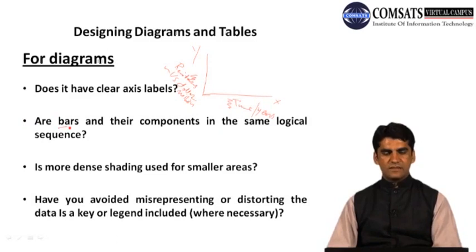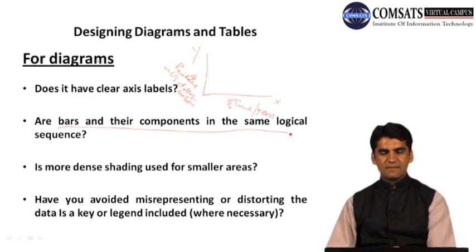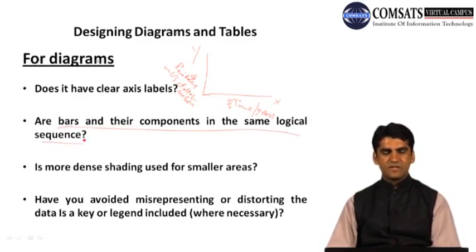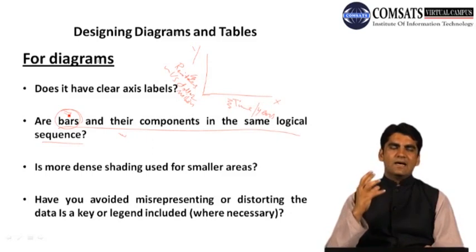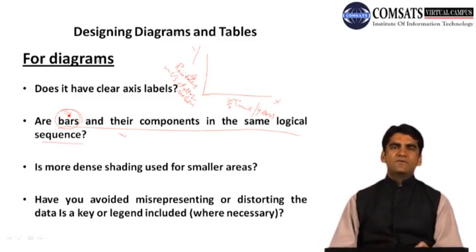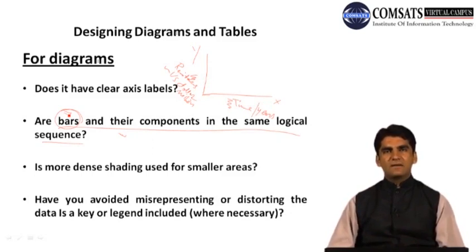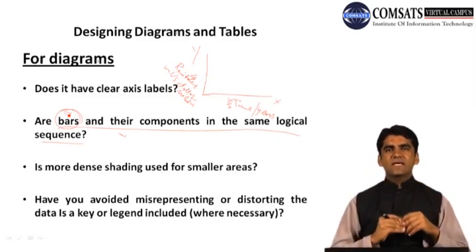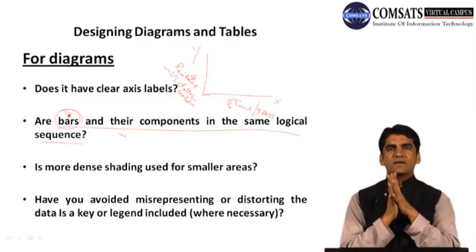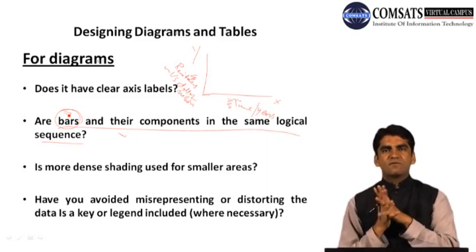Now we have to see bars and their components in the same logical sequence. So it must be a logical sequence. We didn't talk about bar or other diagrams, but at least I tried to give you an idea that whatever kind of diagram, graph, or figure we make, or whatever kind of table we make, these are the common mistakes we normally make. So I try to focus on mistakes to avoid.